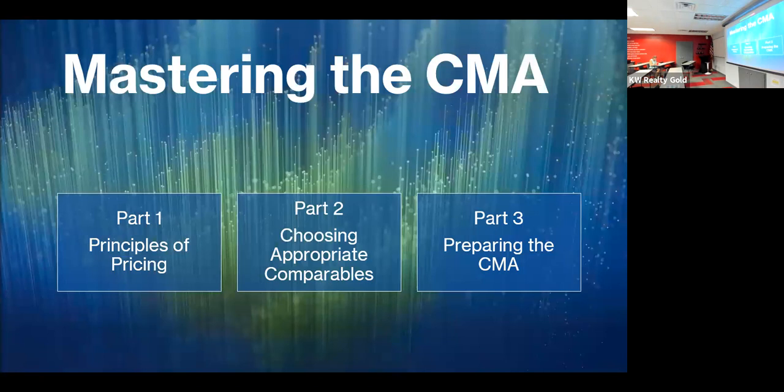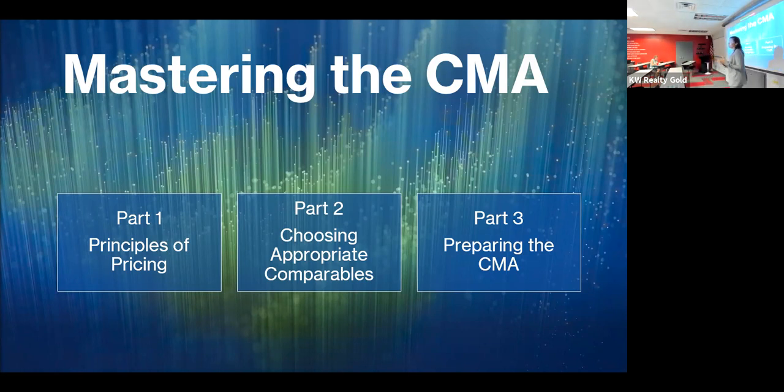All right. So there are three parts to today. The first one is the principles of pricing. The second one is choosing appropriate comparables. You don't have to take ridiculous notes because don't worry, we will email this to you. So you don't have to write everything down because there will be a lot of information coming at you, a lot of specifics. And the third part is preparing your actual CMA.